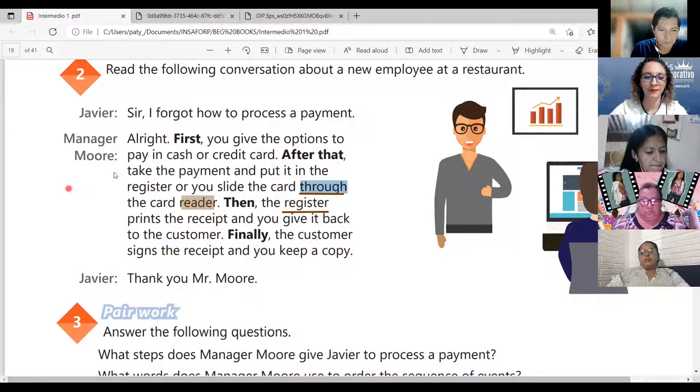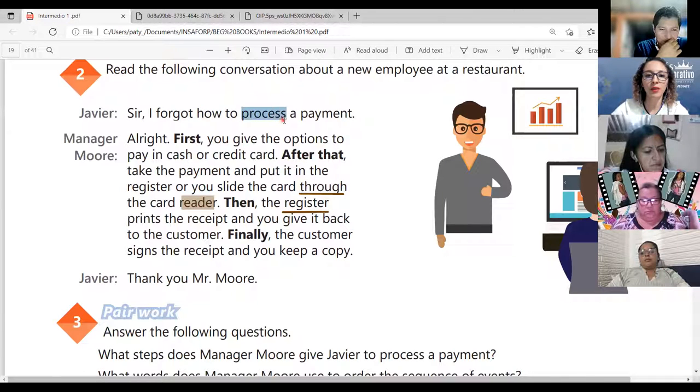Sir, I forgot how to process a payment. All right, first, you give the option to pay in cash or credit card. After that, take the payment and put it in the register or you slide the card through the card reader. Then the register prints the receipt and you give it back to the customer. Finally, the customer signs the receipt and you keep a copy. Thank you, Mr. Moore. Okay, thank you, both of you.